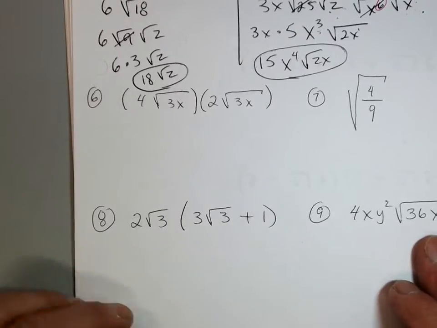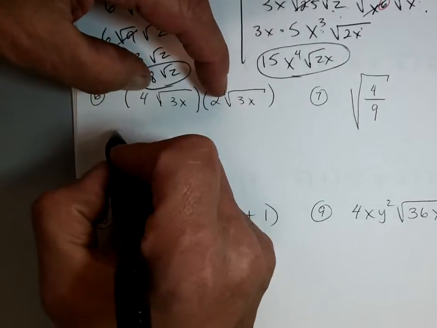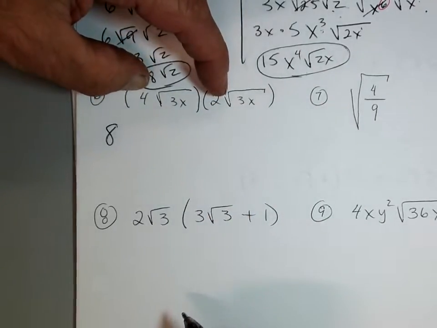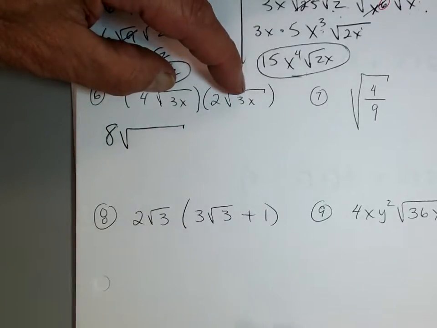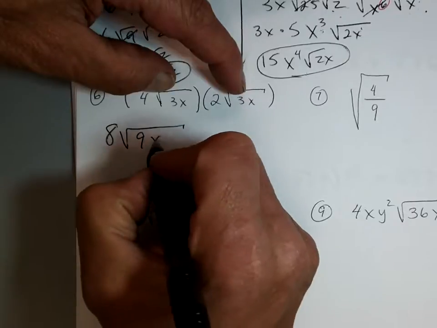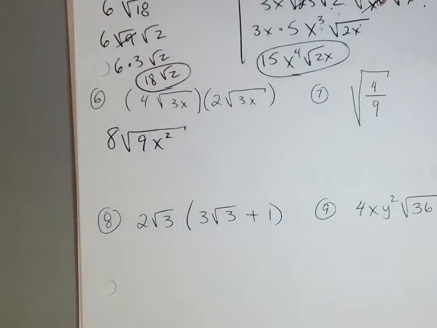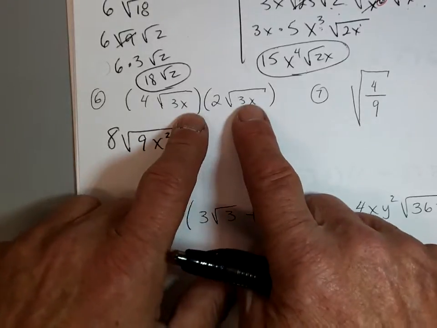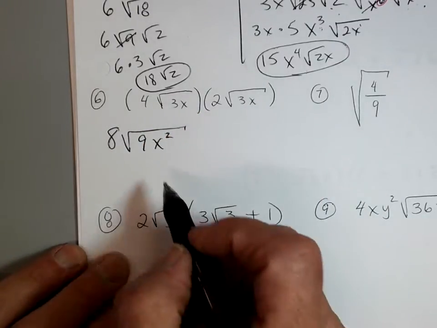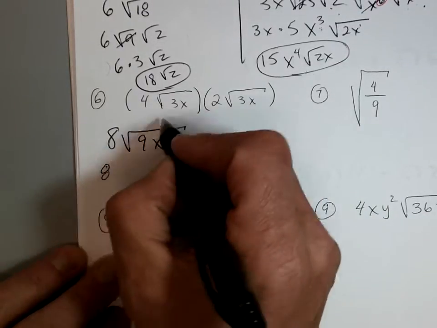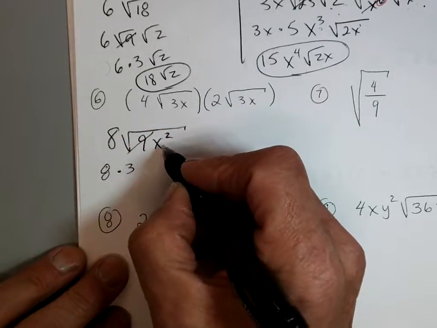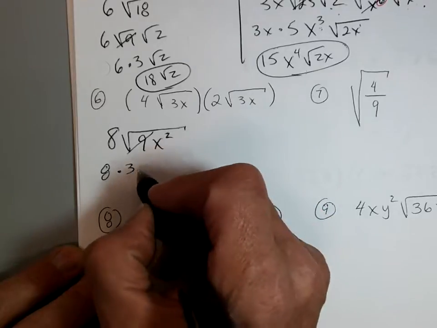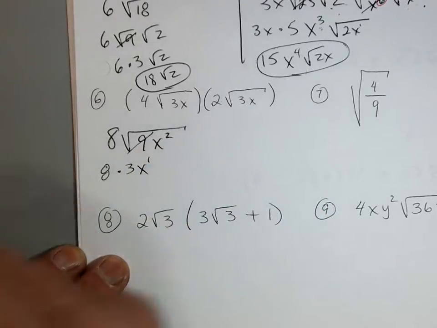All right, number 6. We're just going to multiply, okay? We're going to get an 8. Regular numbers with regular numbers, square root numbers with square root numbers. I get a square root of 9x squared, okay? Then can we take the square root of 9? Sure we can. Square root of 9 is 3. I'll take half of this and make it x to the 1.